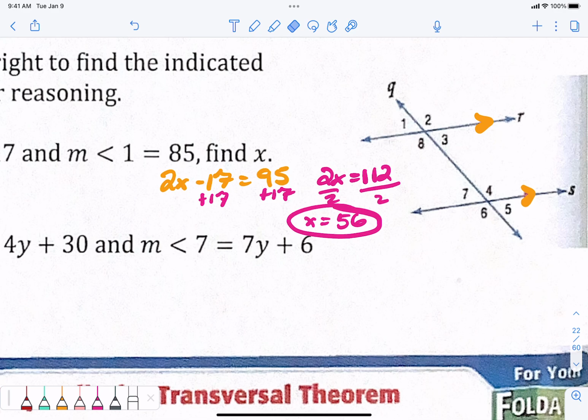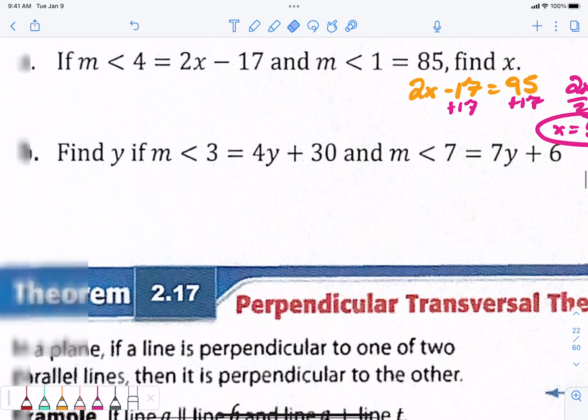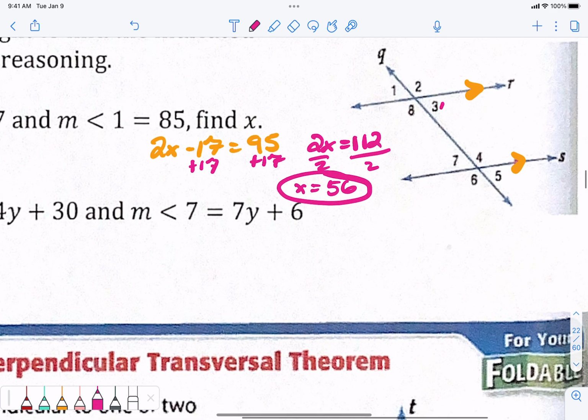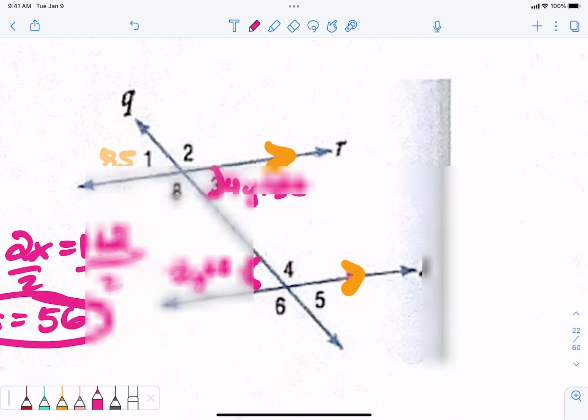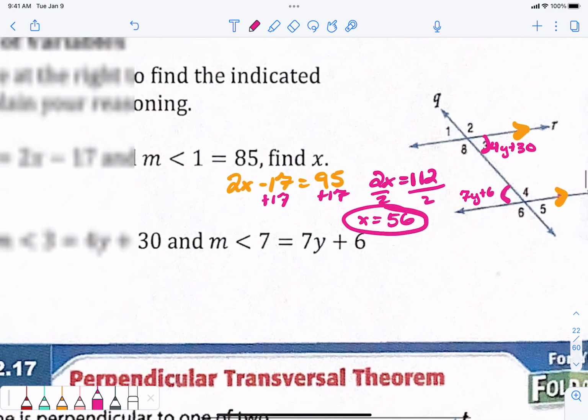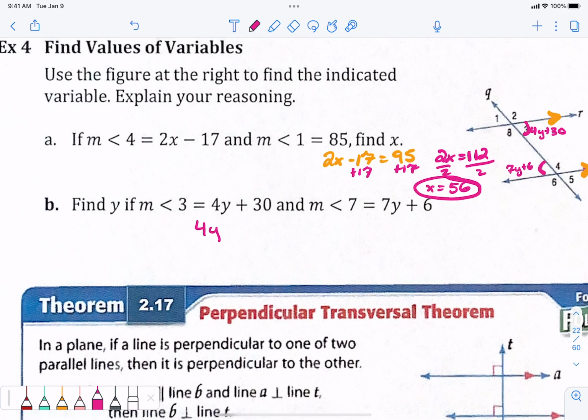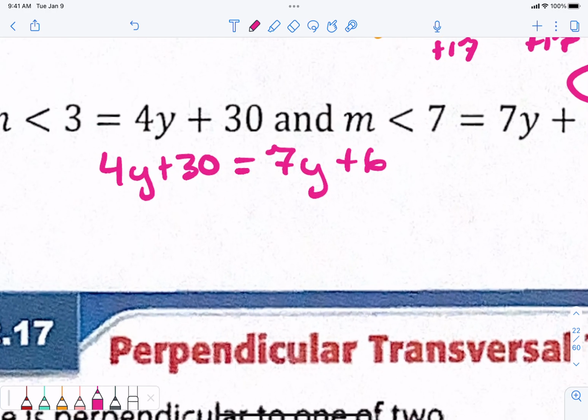The only thing that remains is those two lines are parallel, right? B says the measure of angle 3 is 4y plus 30, so this is angle 3, and the measure of angle 7 is 7y plus 6. We only have two options. They're either equal to each other or they add up together to be 180. They are equal to each other. Those are alternate interior angles, right? Okay, so equal to each other: 4y plus 30 equals 7y plus 6.